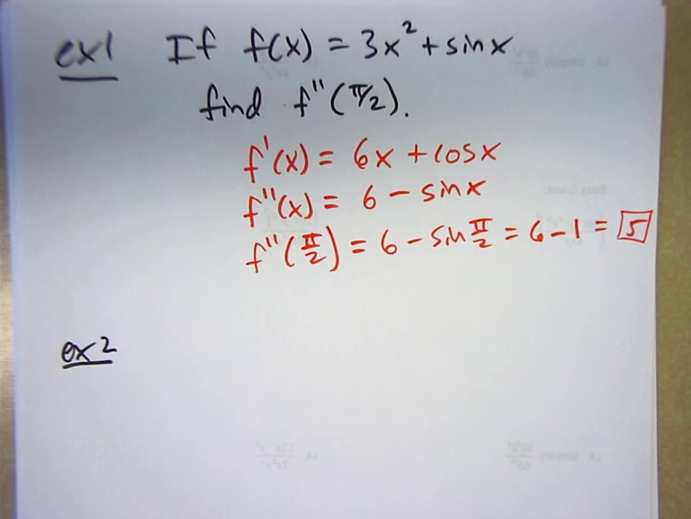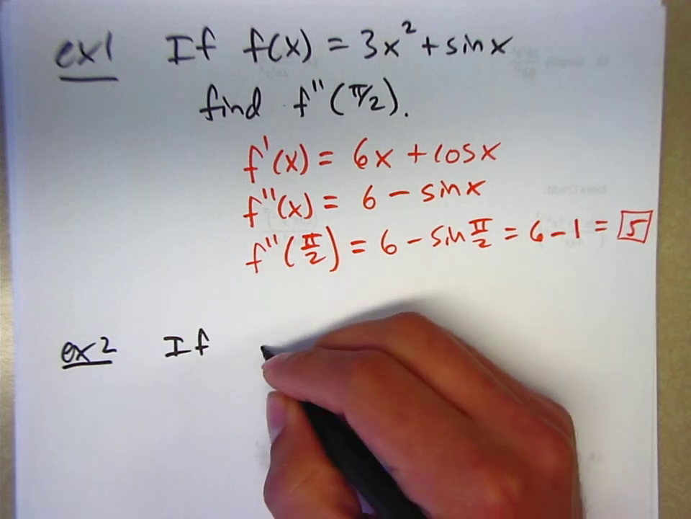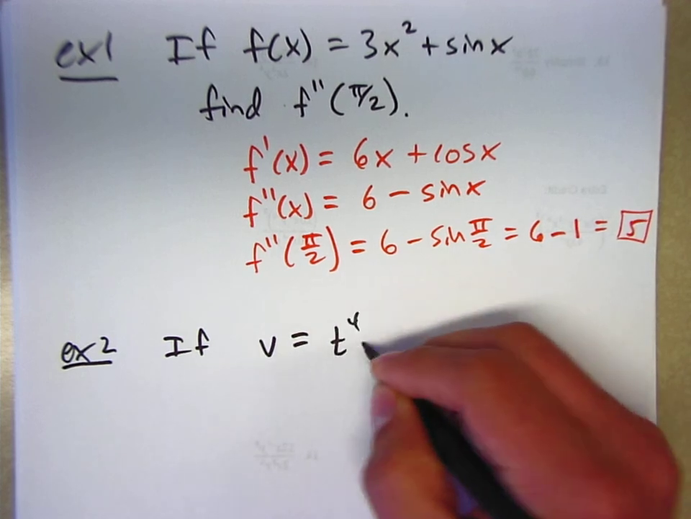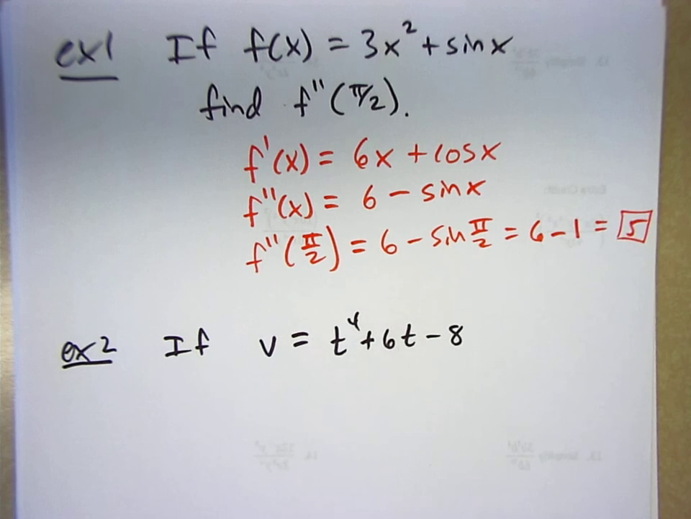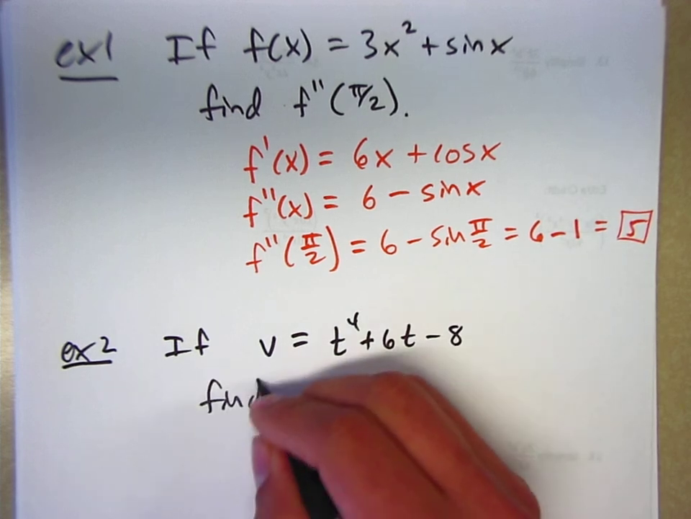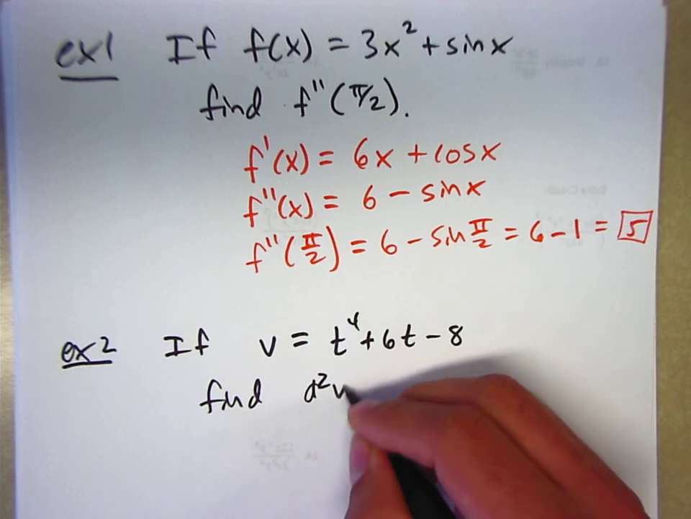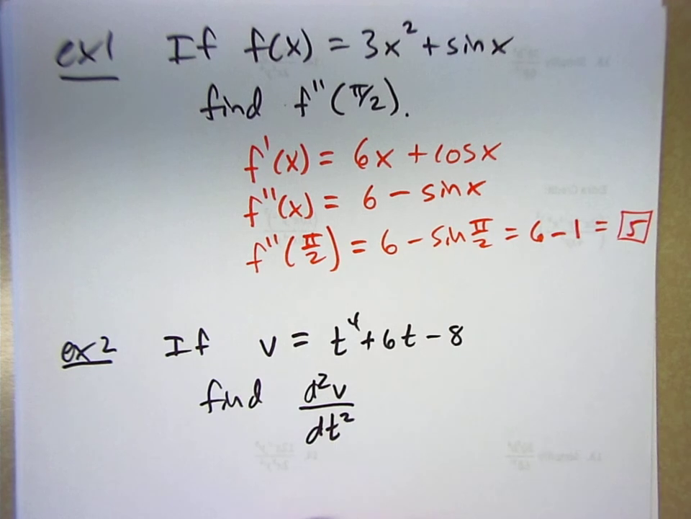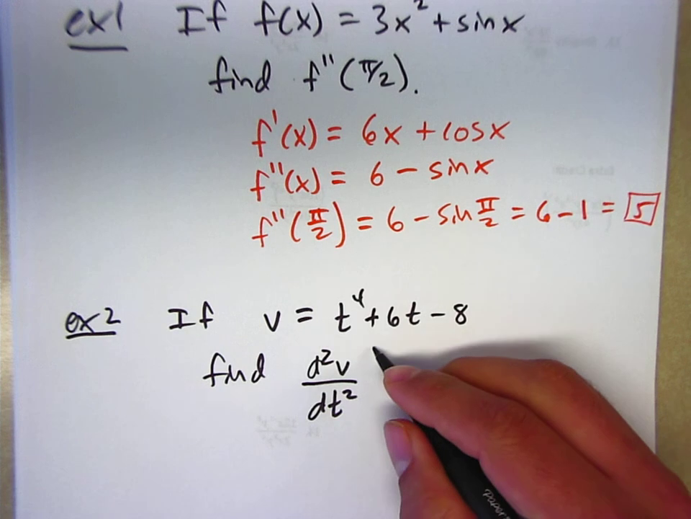All right, let's try one more, and then we'll step it up a little bit. Let's say we have v equal to t to the 4 plus 6t minus 8. And I want you to find d squared v over dt squared. And so this is going to be new notation, so I'm going to go ahead and introduce it.